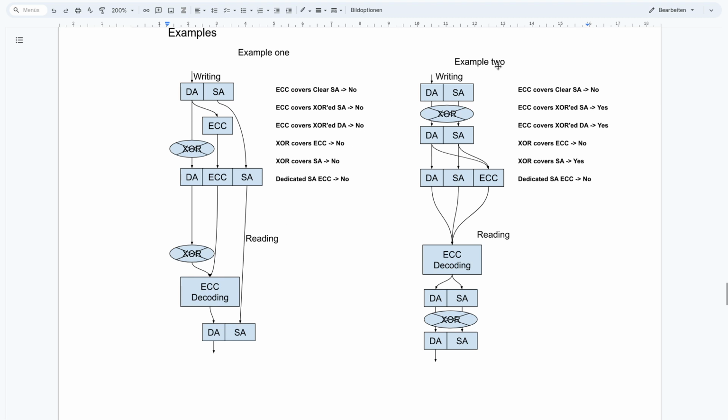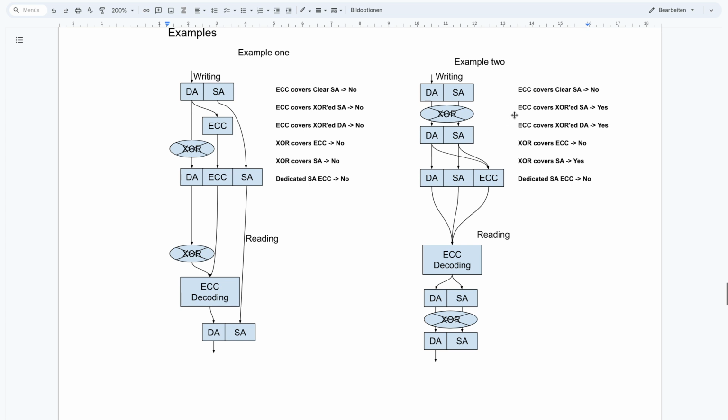Now let's take a look at the second example. This time it looks quite different to the first one. The first question is, does the ECC cover a clear SA? Here is the ECC area that's being generated. As we can see, the service area is covered by the ECC, but the service area is already XORed. So it's not a clear service area, otherwise the arrow would go from here to here. So the ECC does not cover the clear service area, but the XORed service area. So we get a no here.